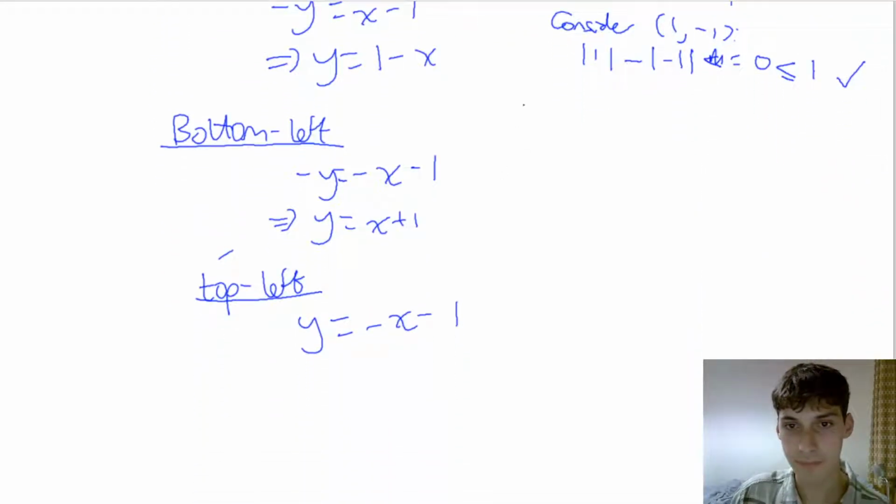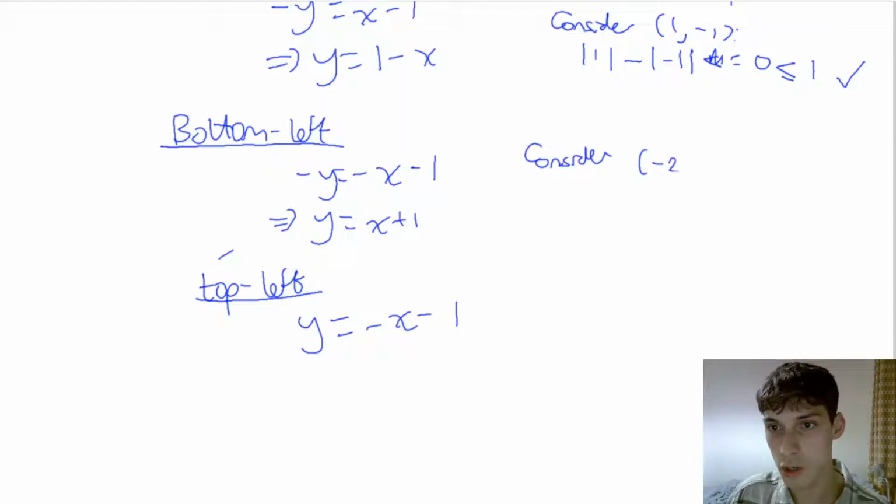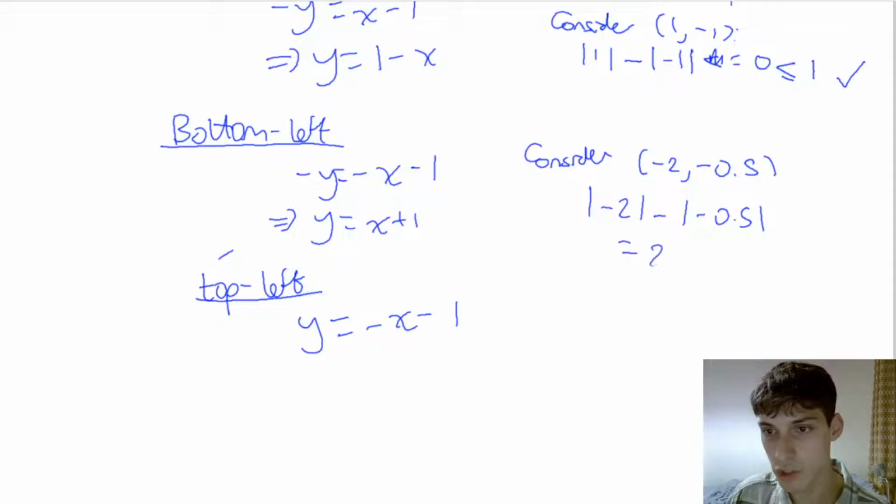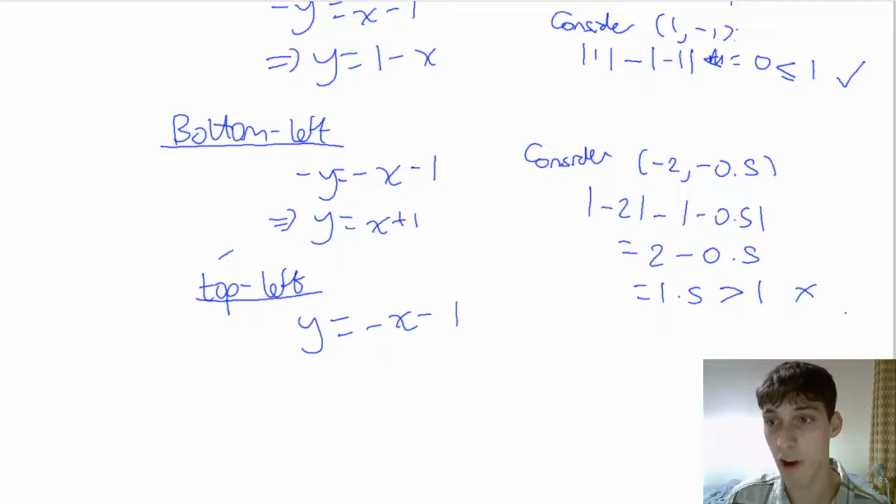So let's consider minus 2, minus 0.5. We have the modulus of minus 2 minus the modulus of minus 0.5, which is equal to 2 minus 0.5, which is equal to 1.5, which is greater than 1. So it doesn't satisfy our inequality.